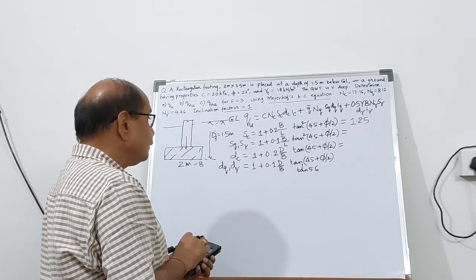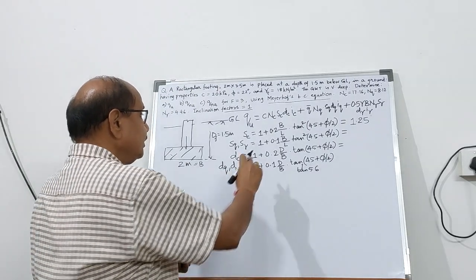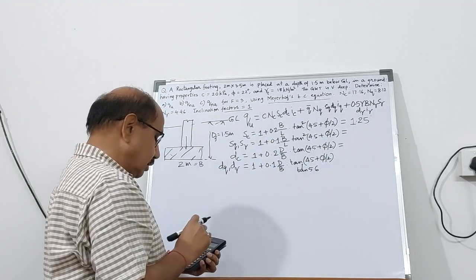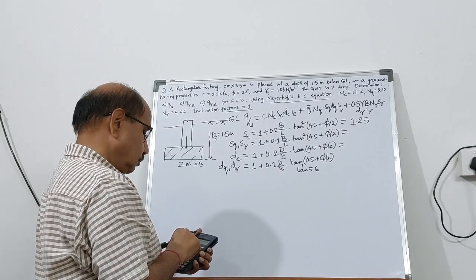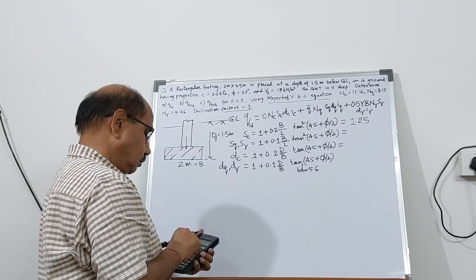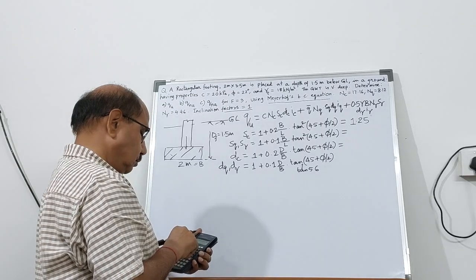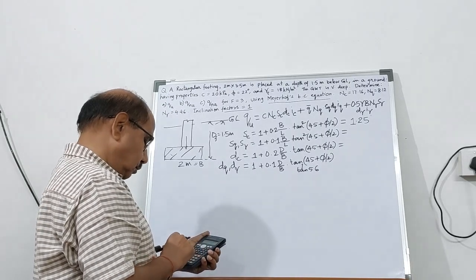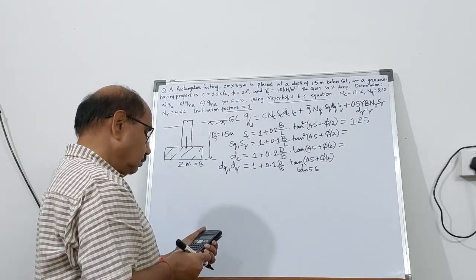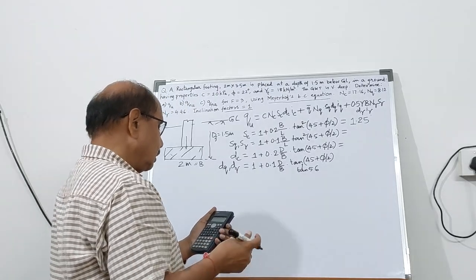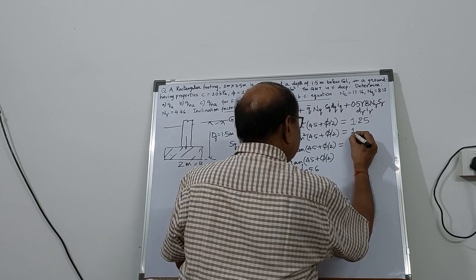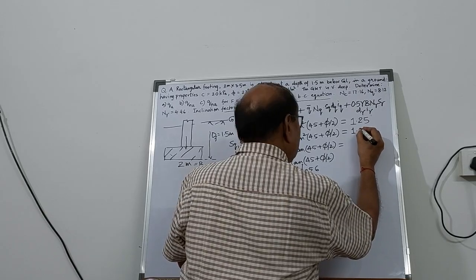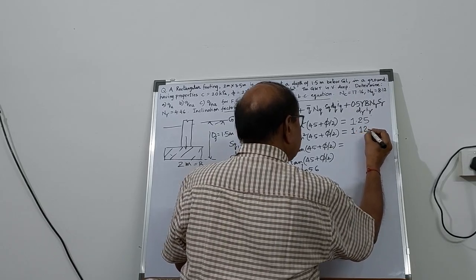Similarly, calculate now Sq, S gamma. So here the only difference is there is 0.1. This is giving you 1.125, we will take it 1.12 up to 2 decimal places.